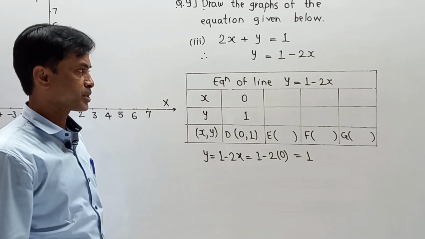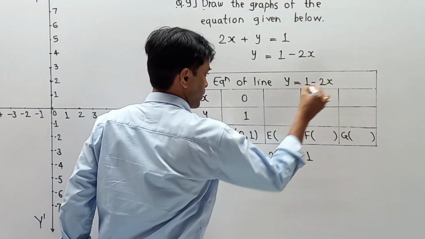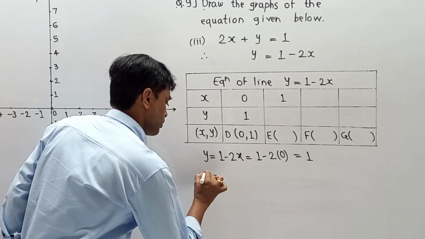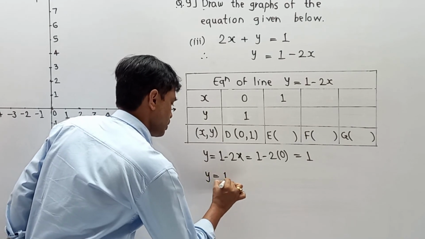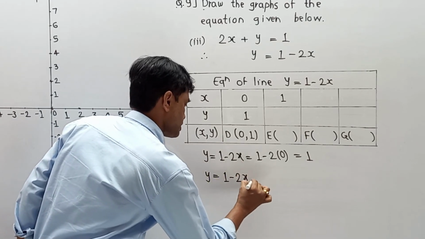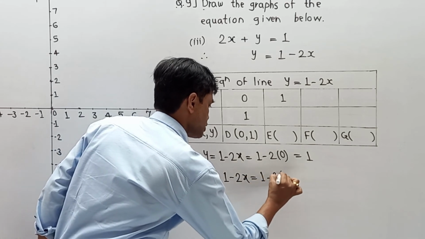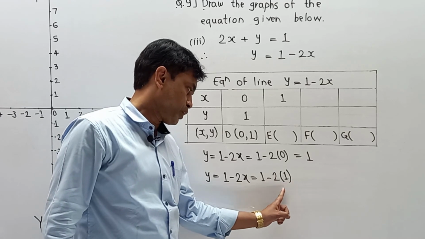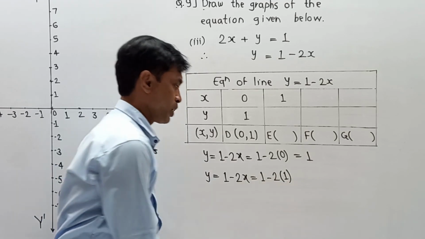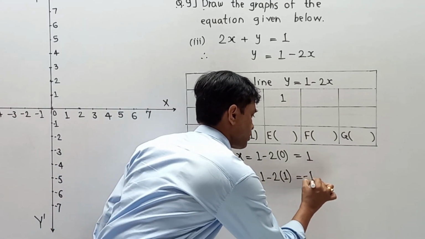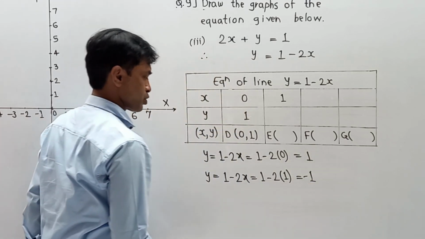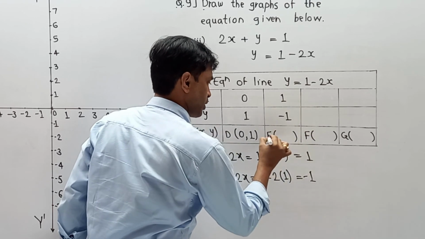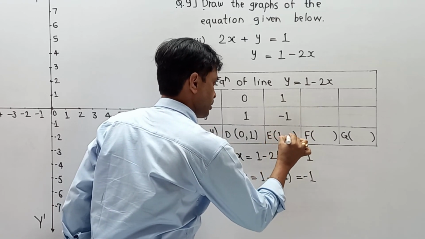Now the second calculation. In the second calculation, I am going to put the value of x as 1. The value of y is equal to 1 minus 2x, means 1 minus 2 into 1. Now 2 into 1 is 2, so 1 minus 2. 1 minus 2 means minus 1. So the value of y becomes minus 1, and our point E becomes 1, minus 1.